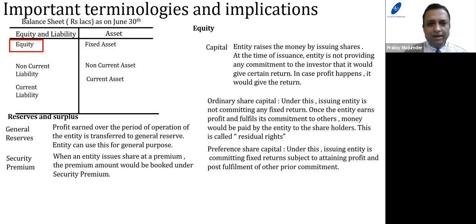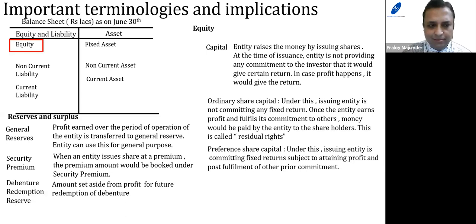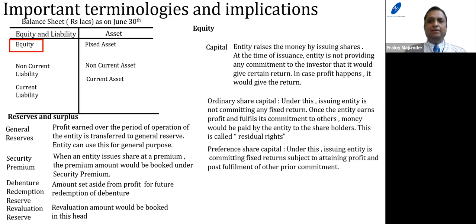So it would be coming under reserves and surplus. Another part is debenture redemption reserves. If an entity has raised some money in the form of a debenture, we will come slightly later on, then it has to set aside from each year's profit a certain amount, which would be going to the debenture redemption reserves.